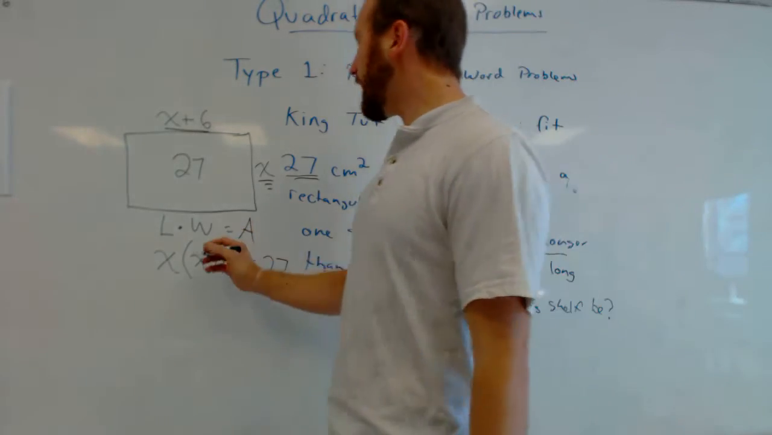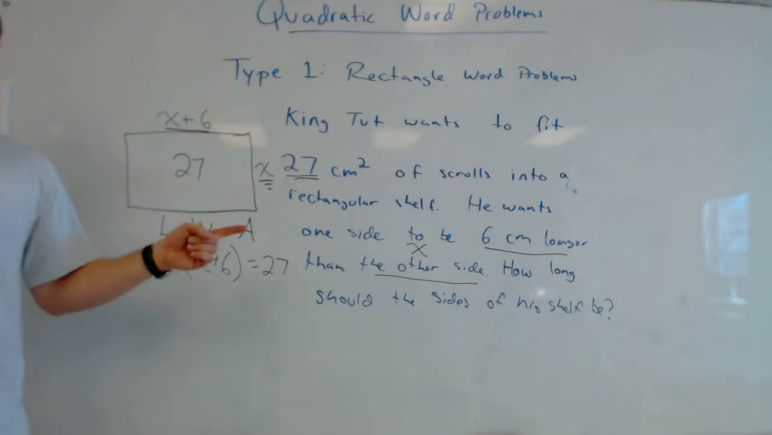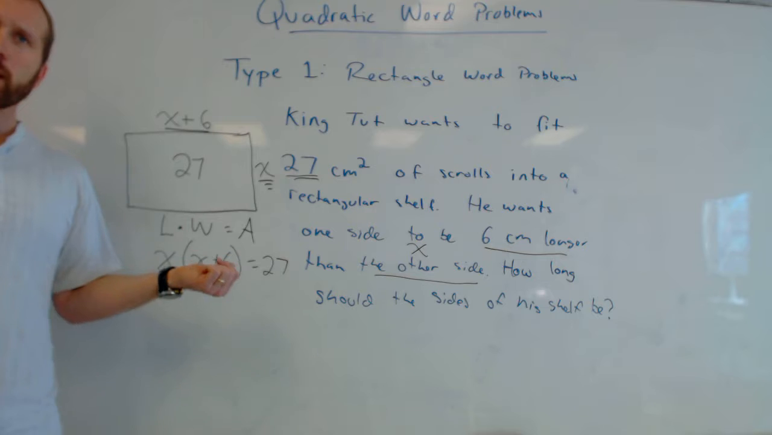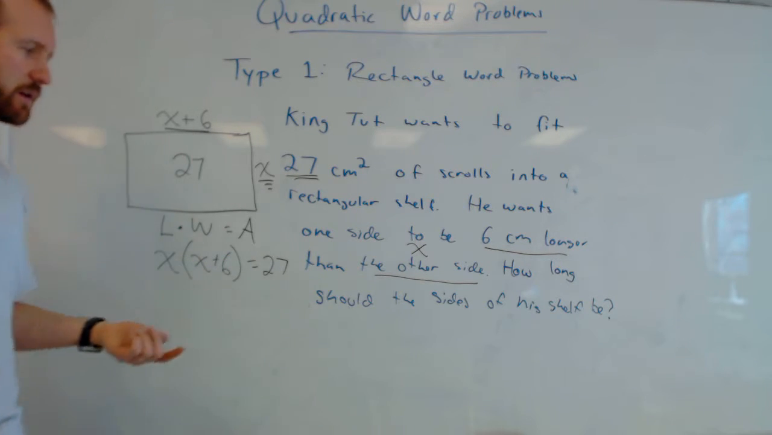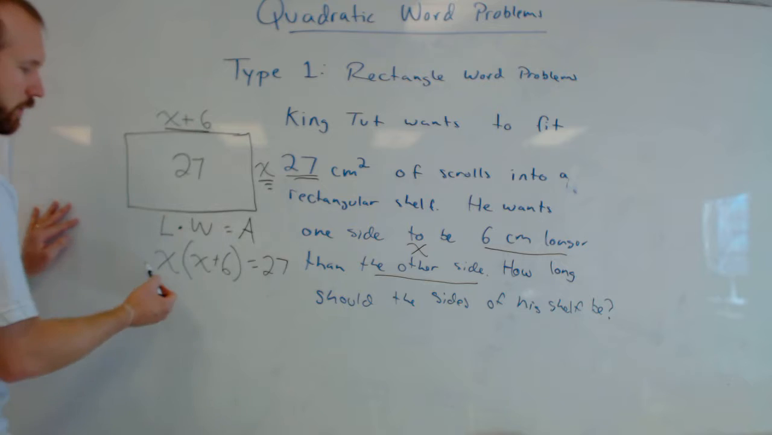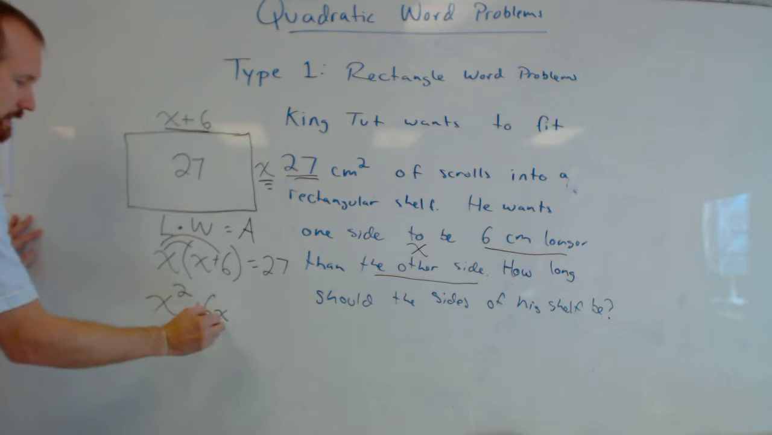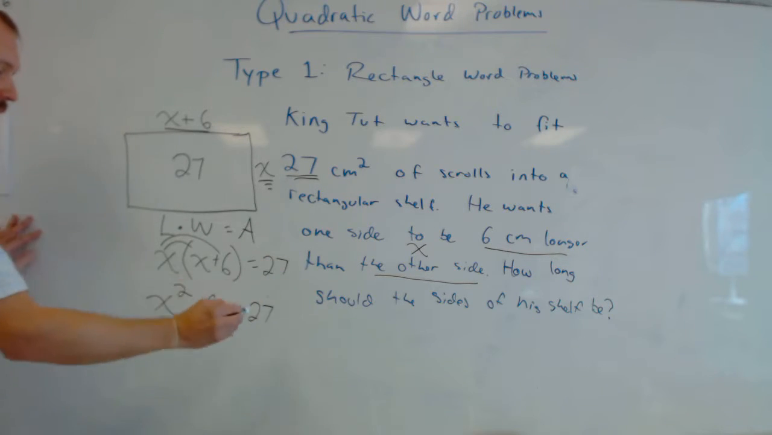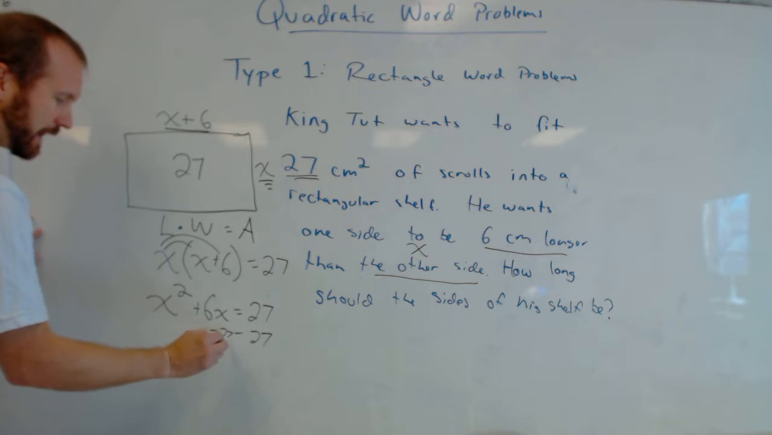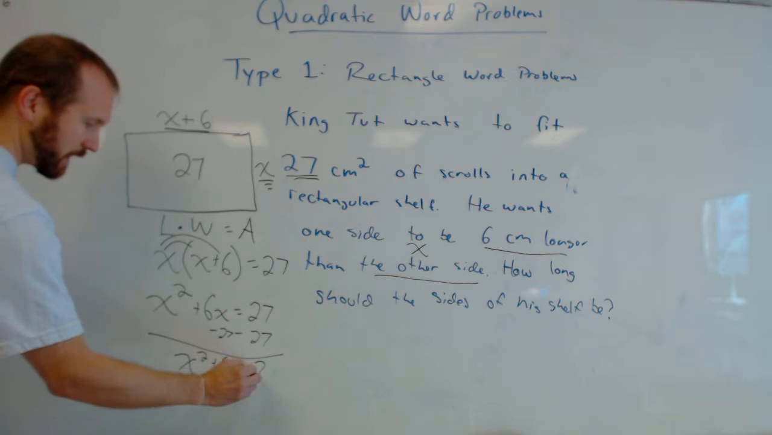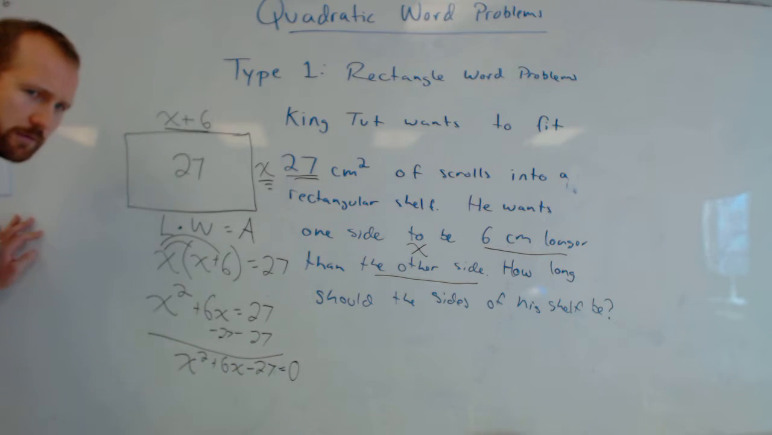All right. So now this is going to turn into a quadratic. But in order to solve a quadratic, we have to have it equaling 0. So there's some work we have to do to get this into a quadratic that equals 0. The first thing that I like to do is expand this. This turns into x squared plus 6x equals 27. Subtract 27 from both sides, and we get x squared plus 6x minus 27 equals 0.